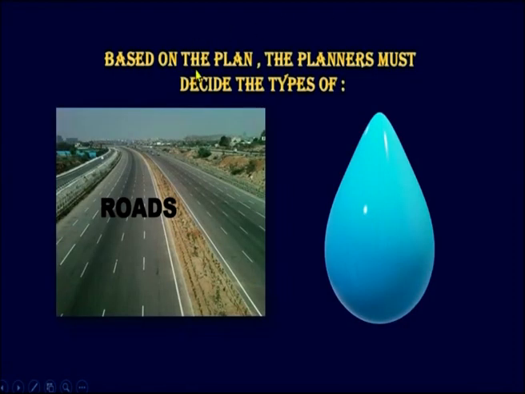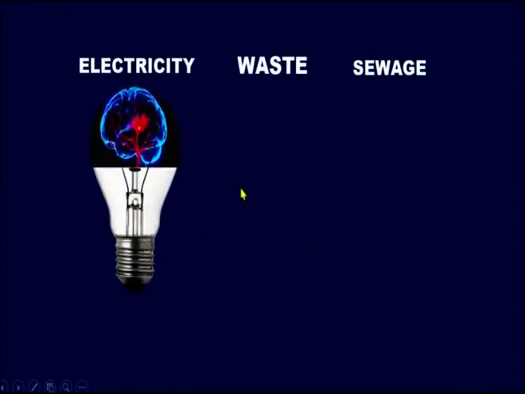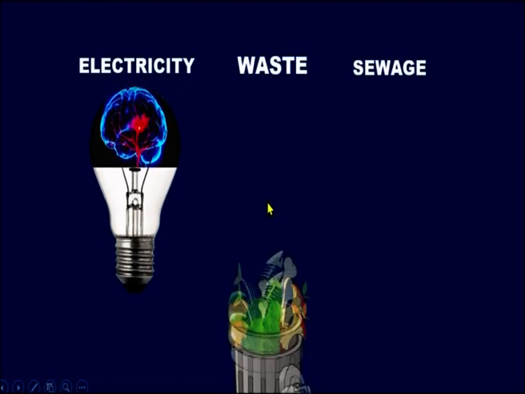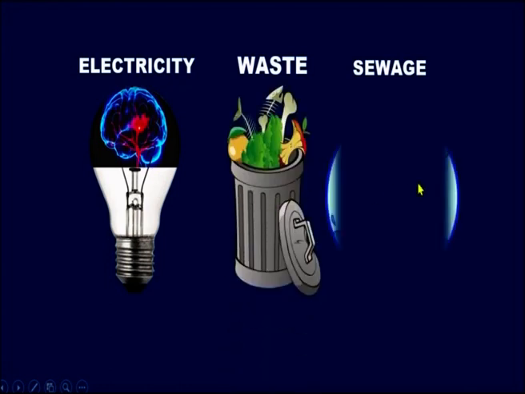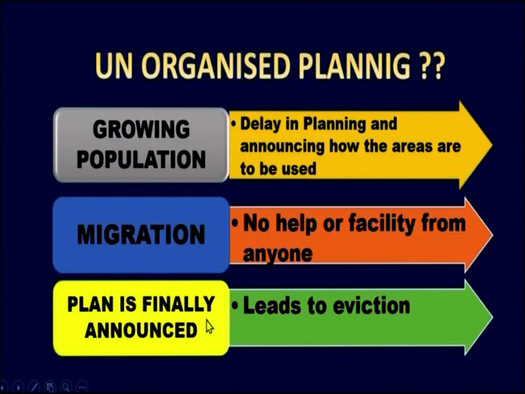So based on the plan, the planners must decide the types of roads, then about the water facilities, about electricity, where the waste has to be dumped, and sewage facilities. So when they are planning, all these also have to be kept in mind while making a master plan.